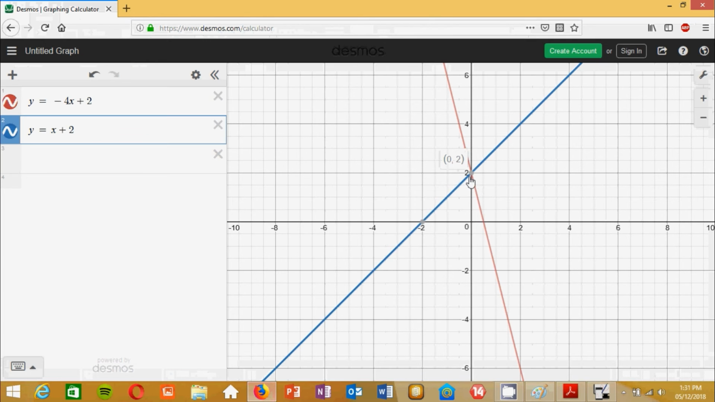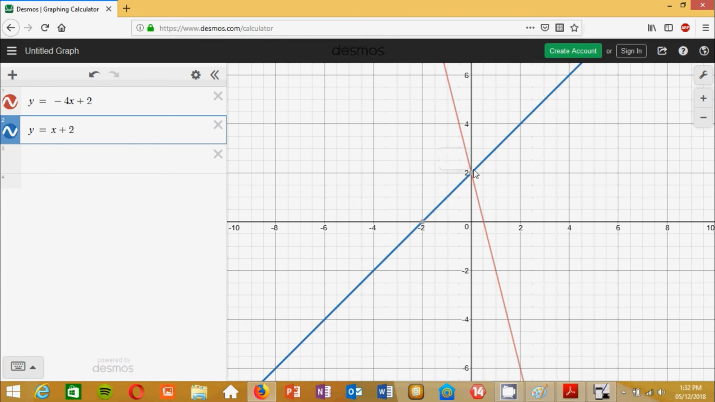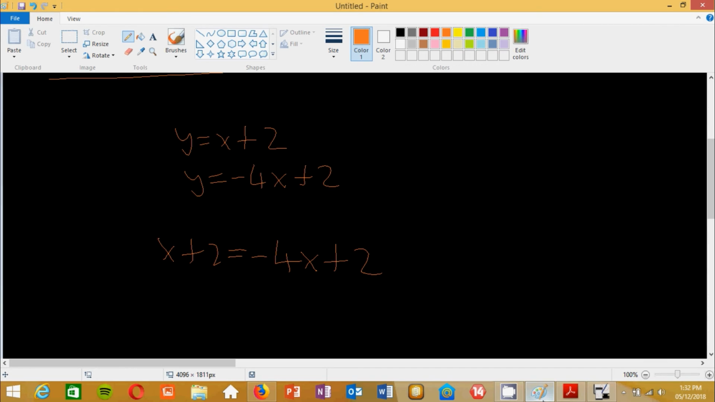So, at the point where they intersect, the y-coordinate is the same. If this gives us the y-coordinate of one line and this gives us the y-coordinate of the other line, and the y-coordinates are the same, then I simply equate them, isn't it? And the solution to this equation will therefore give me this x-coordinate here where the lines intersect. So that's why whenever we want to find where two graphs are intersecting, we equate the equations. The equation of this line, we equate it to the equation of this line.